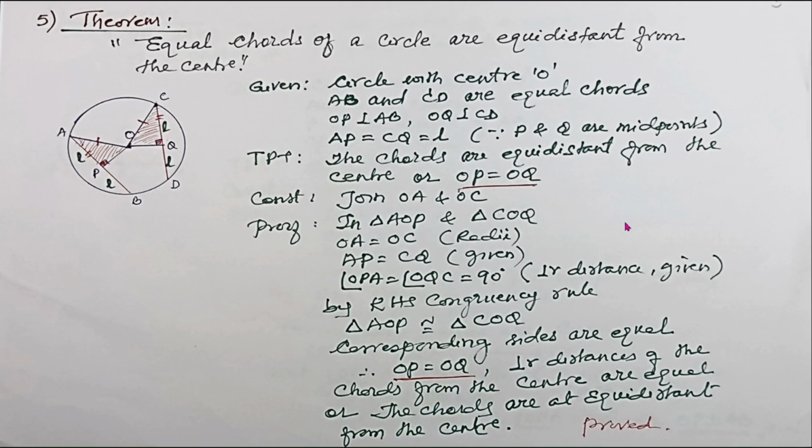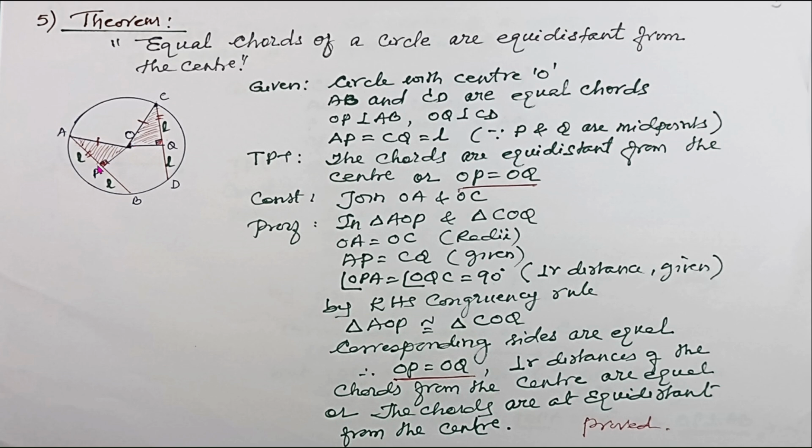Now in this theorem, we have to prove that equal chords of a circle are equidistant from the center. What is the meaning of that? We are given a circle with center O, and the two chords AB and CD are equal. Now we have to prove that the distances OP and OQ are equal. That means the two chords are equidistant from the center. Now let us see how to prove it. Given a circle with center O, AB and CD are equal chords.